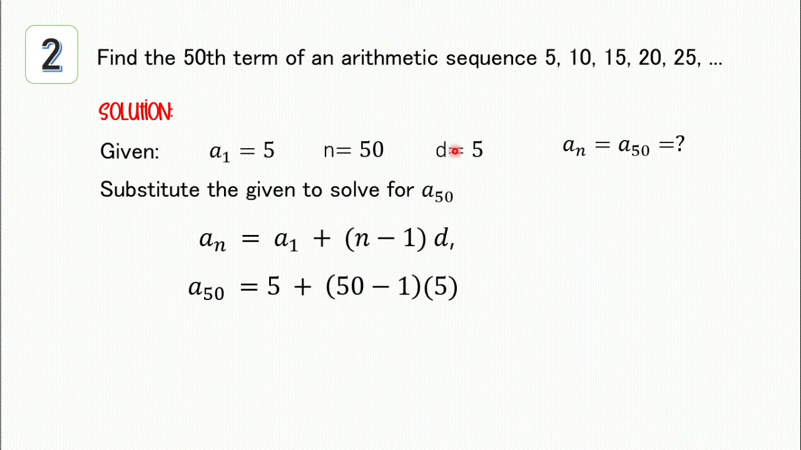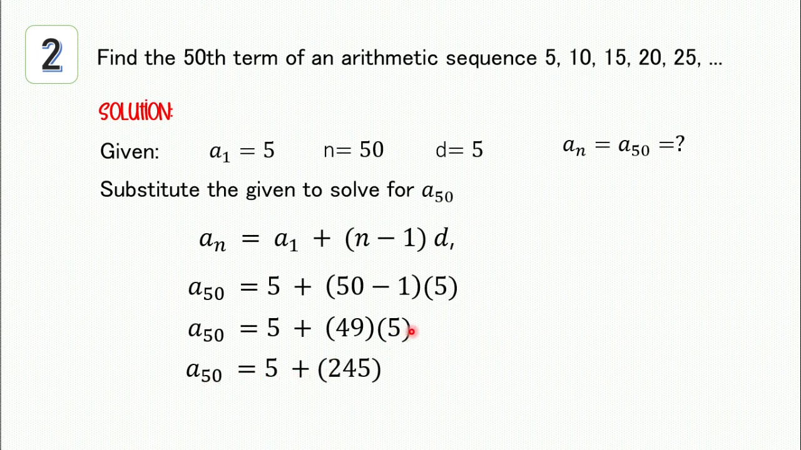times quantity. The common difference is 5. After that one, let's simplify the terms inside the parentheses. A sub 50 equals 5 plus 50 minus 1 is 49 times 5. Let's multiply 49 and 5. A sub 50 equals 5 times 49 will gives us 245. Tapos i-add natin sa 5. 245 plus 5 or 5 plus 245. It will gives us 250. So therefore, in this sequence 5, 10, 15, 20, 25, yung 50th term niya is 250.